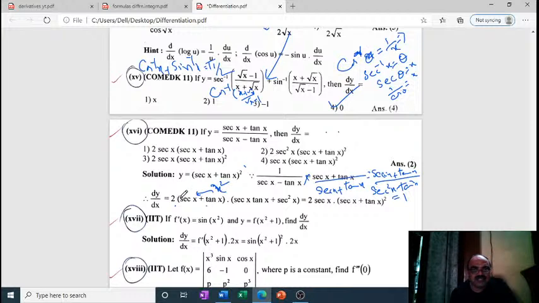2x differentiation, 2 into secant x plus tan x. Then each one of their differentiation. Secant x differentiation is secant x tan x and tan x differentiation is secant square x. In the second, take secant x common. 2 into secant x into secant x plus tan x the whole square is the answer.